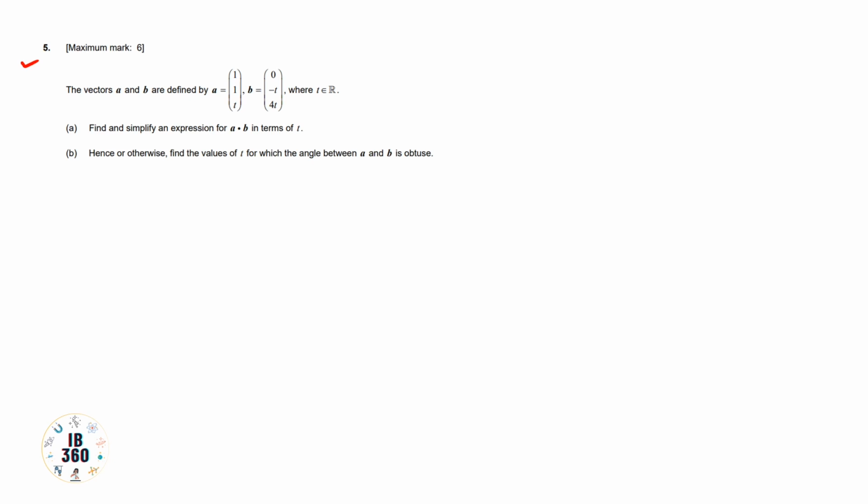So the fifth problem is: the vectors A and B are defined by, A is defined by these 3 dimensions and B is defined by these 3 dimensions, where T is in R. Find and simplify an expression for A dot B in terms of T.